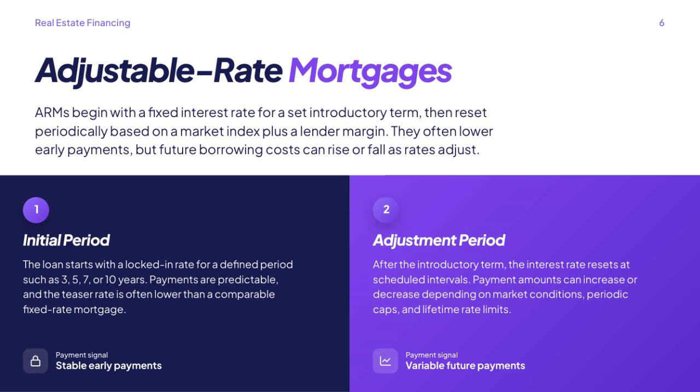This adjustment is based on a market index plus a fixed lender margin, meaning your payments can go up or down depending on market conditions. However, there are limits in place, like periodic caps and lifetime maximum rates, to prevent your payments from increasing too much at once or over the life of the loan. So, while ARMs can offer lower early payments and flexibility, it's important to be prepared for variable payments after the initial term.